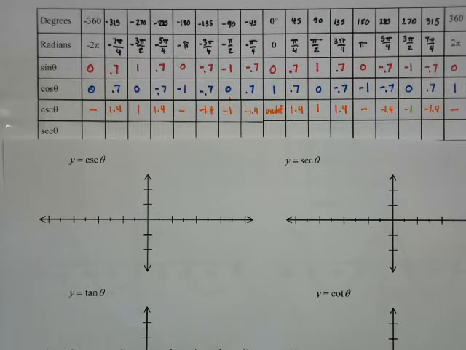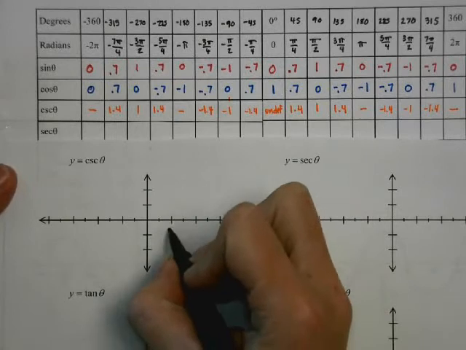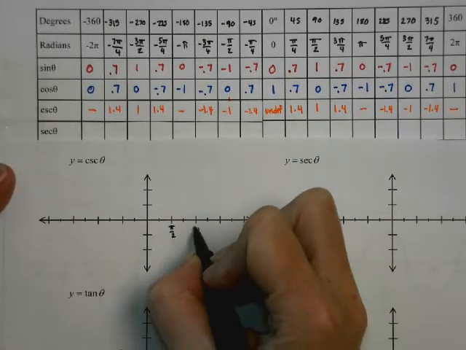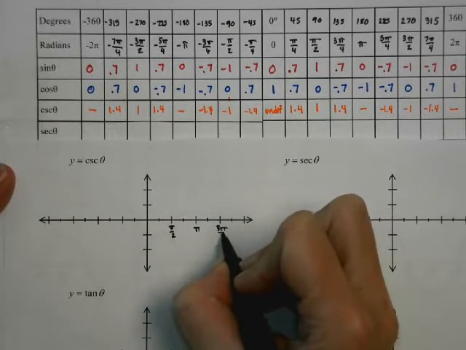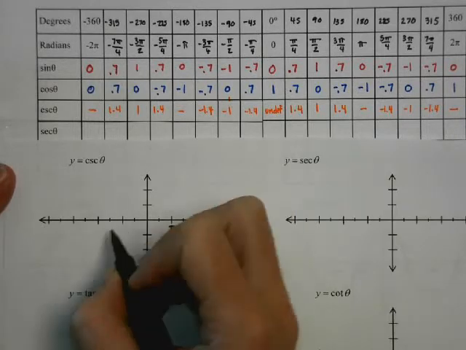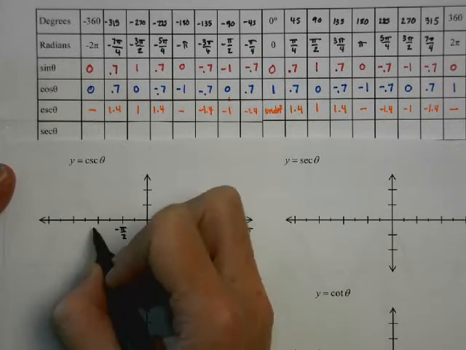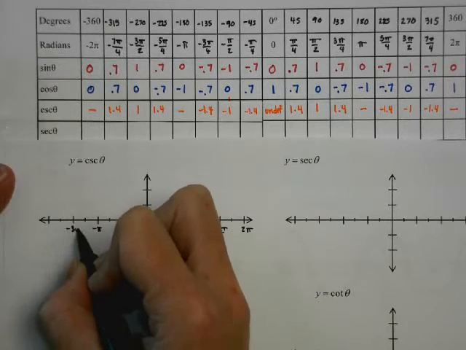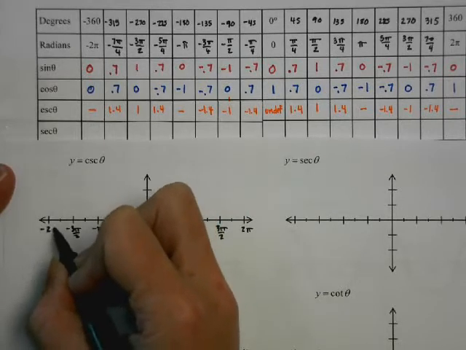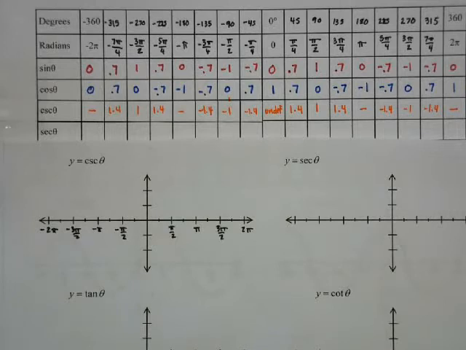So now we're going to graph the cosecant. So this is going to be pi over 2, pi, 3 pi over 2, 2 pi, negative pi over 2, negative pi, negative 3 pi over 2, and negative 2 pi. The first thing I'm going to graph are the asymptotes. Anywhere where our graph is undefined on the cosecant graph is going to be a vertical asymptote.